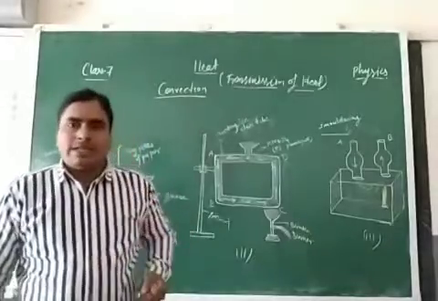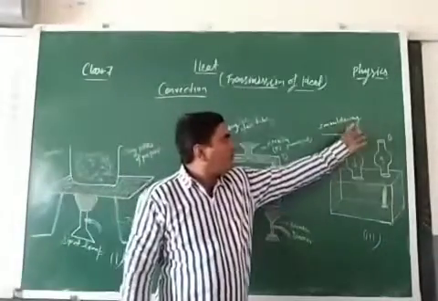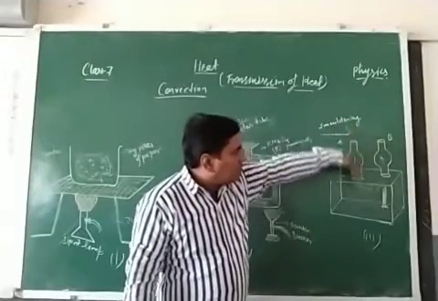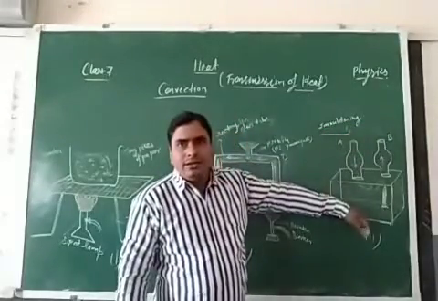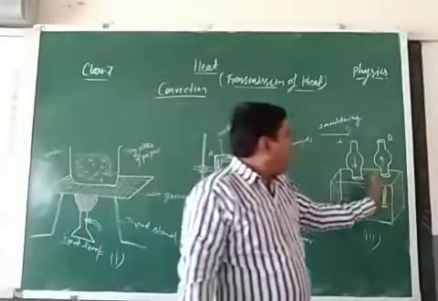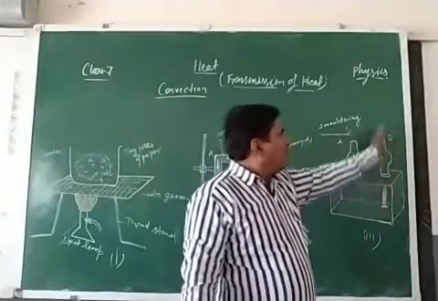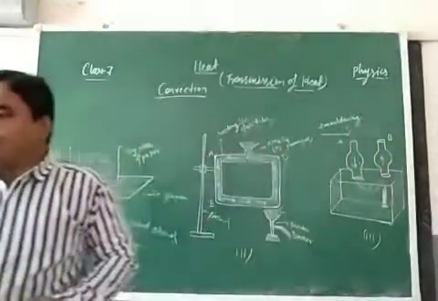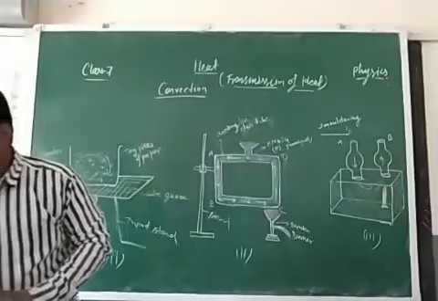What you will observe is that the smoke of this agarbatti will flow downward into the box, and then it will come out from chimney B. How is it possible?